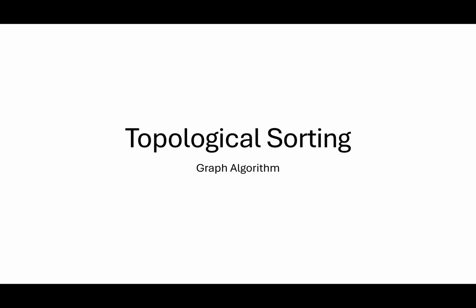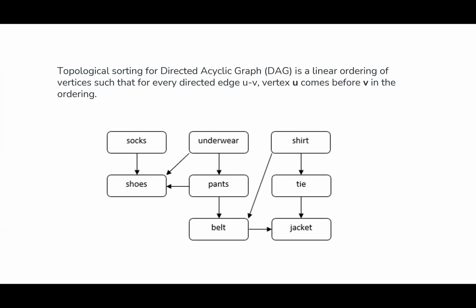Hello everyone. Today we are going to discuss an important graph algorithm, that is topological sorting. What is topological sorting? Topological sorting for a directed acyclic graph is a linear ordering of vertices such that for every directed edge uv, the vertex u comes before vertex v in the ordering.